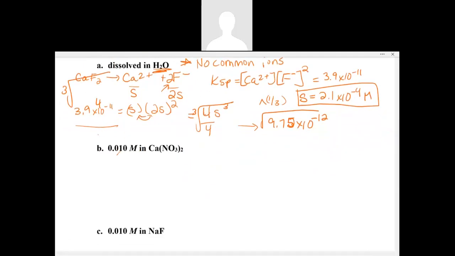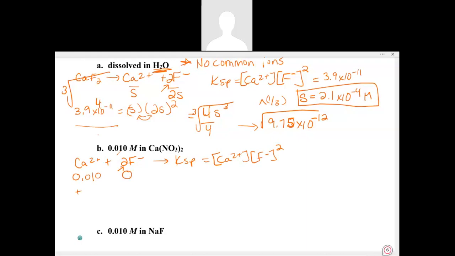So let's write our dissociation for our salt. We're going to have calcium 2 plus and our 2F negative will be present. So we know how to write our KSP. That's going to be the same as it was in the first part. Make sure to square that F negative because of that coefficient 2. And initially, we have 0.01 molar concentration of our calcium ions. We have none of our fluoride yet.